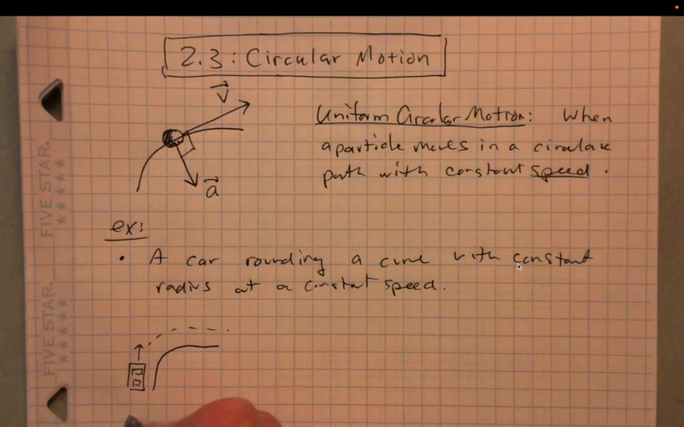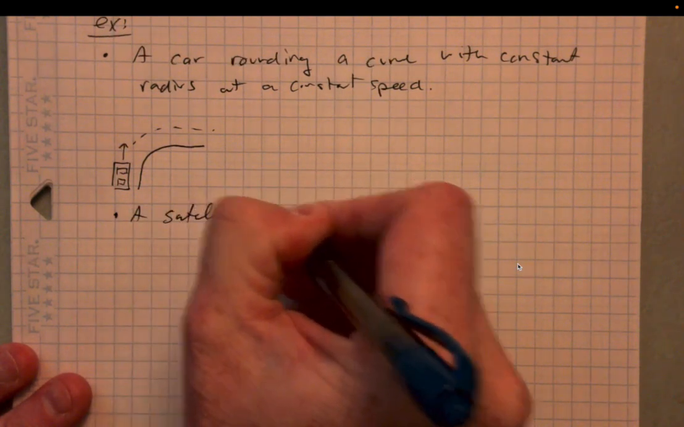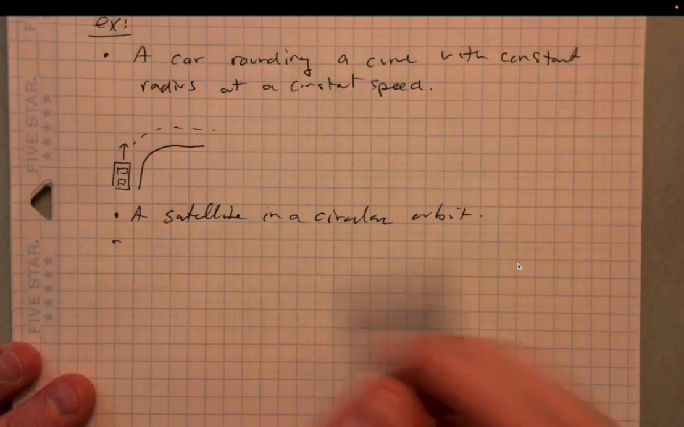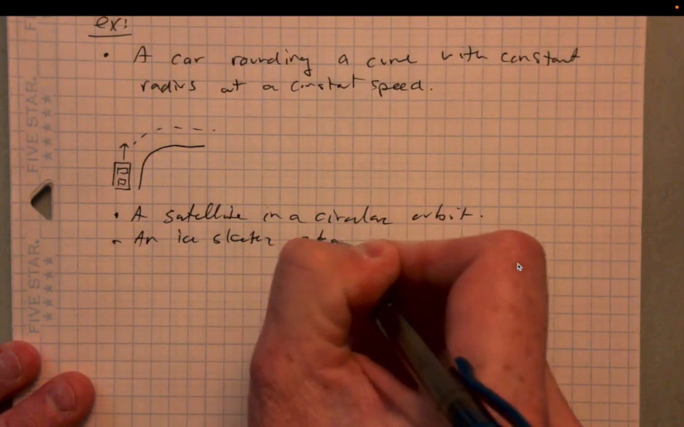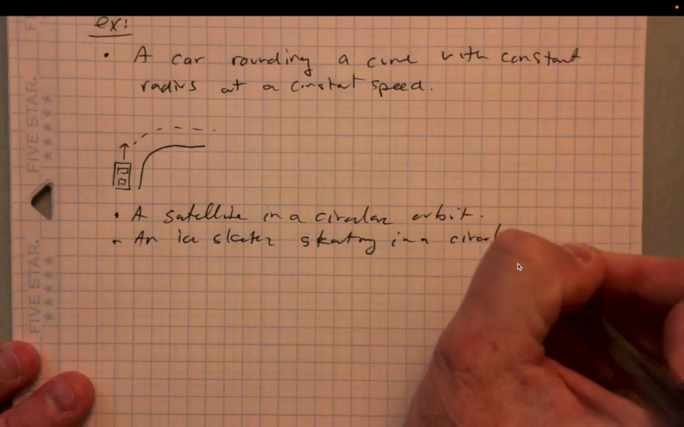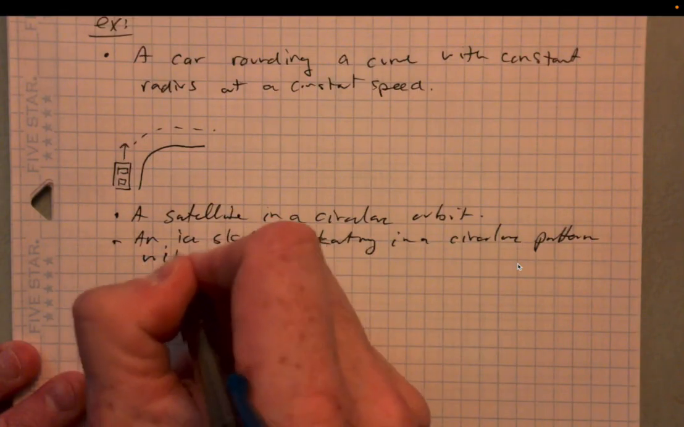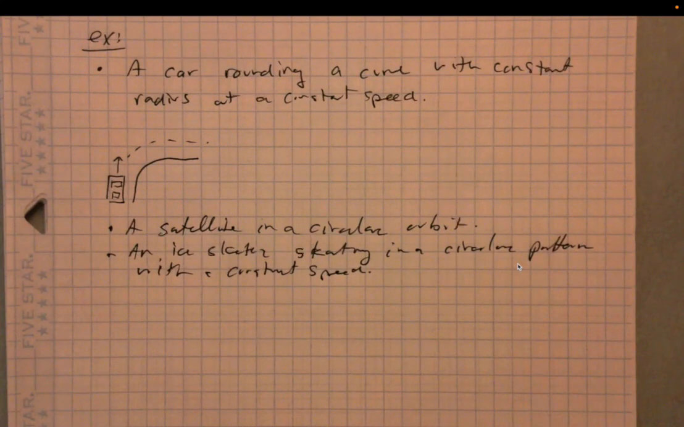Another example would be a satellite in a circular orbit. Or another example would be an ice skater skating in a circular pattern with constant speed. All right, so anytime you have an object moving in a circular path with a constant speed, here are just a few examples of where that might be applicable in real life.